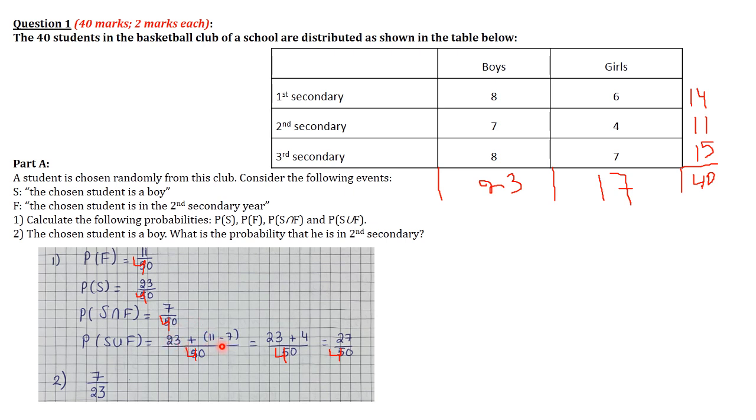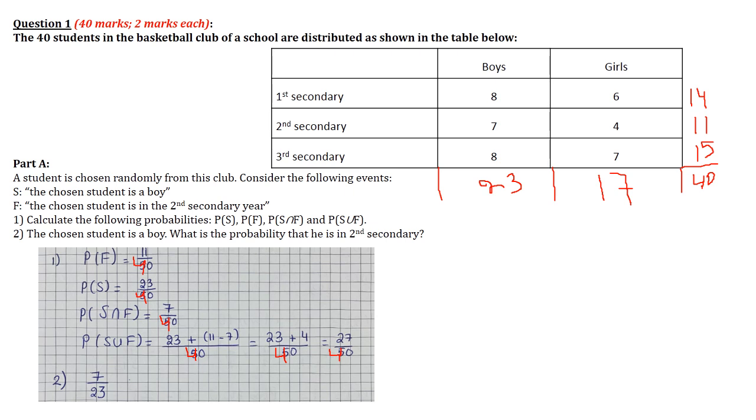Sorry. I think here I put the total wrong. It's 40, by the way. I have to change this. So it's 40. Okay, so pay attention, please. I think I did it wrong because of the quiz. It was over 50. Anyway, so S intersection F, we said that it's a boy in the second secondary, so it's 7 over 40.